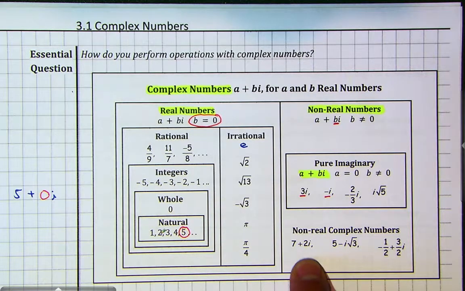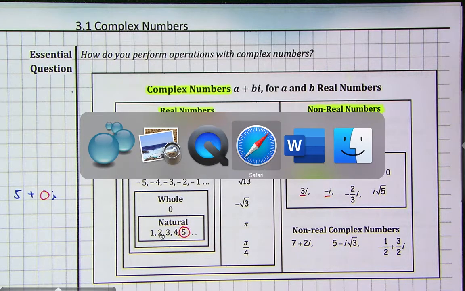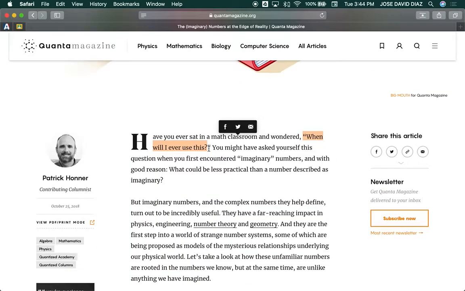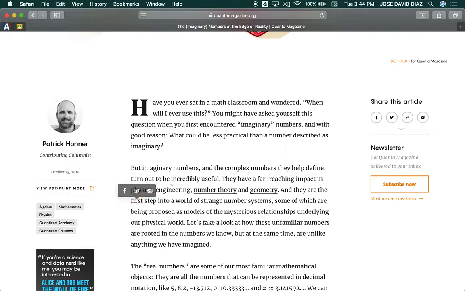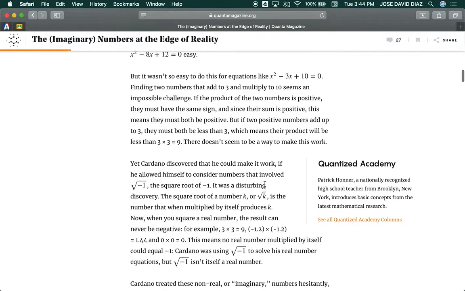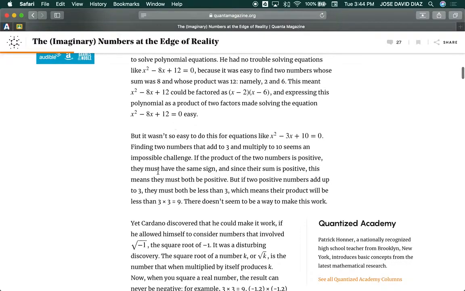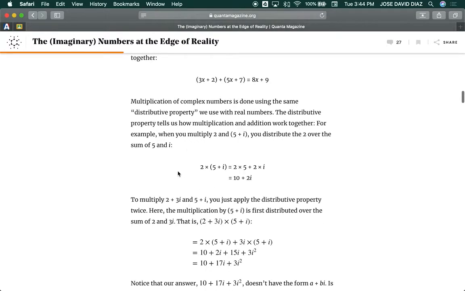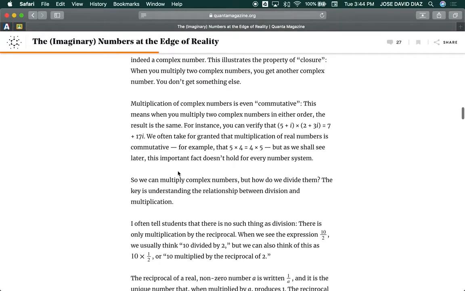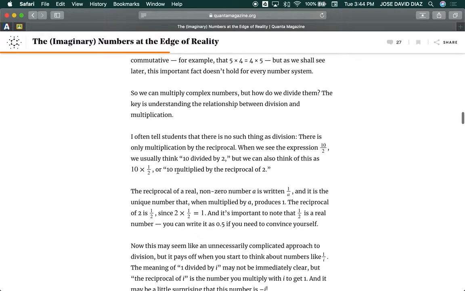Now, sometimes you might think, when am I ever going to use this in life? Complex numbers are numbers that actually just came into play not too long ago, and they are used in physics, engineering, number theory, geometry. In this article, they go through some of the mathematics of complex numbers, how we're working with complex solutions of a quadratic equation, the negative i, some of the math that we are going to cover today. Then they continue with some of the properties that we have with complex numbers.